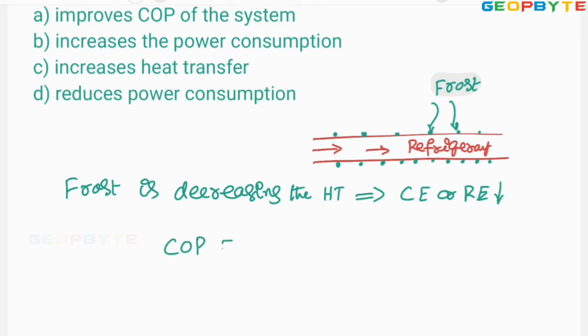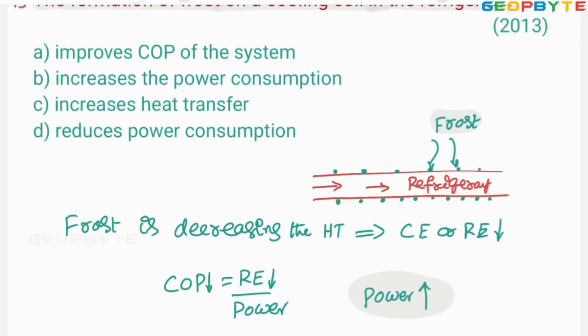COP equal to what? Refrigeration effect by power consumption. From this, the power consumption equals refrigeration effect by COP. When the refrigeration effect is decreasing, COP decreasing. For maintaining the low temperature or required temperature, the power consumption is going to increase. To maintain the same required temperature, because of the decrease in heat transfer by the frost mechanism, the power consumed by the refrigerator increases. Look at option B.